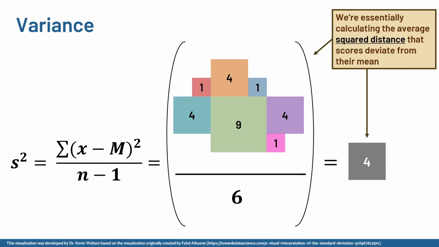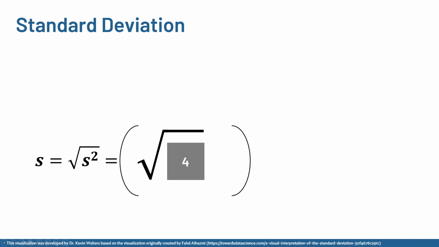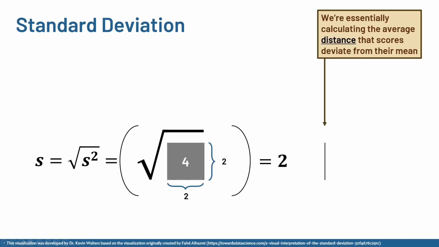And so to again visually depict this, previously we calculated variance, and we determined that this is essentially the average squared distance. Now we need to take the square root of this to get our standard deviation. And so essentially what we're doing is taking the square root, which is the length of one of these sides, which is 2. Right? And so if we pull that out, 2, the length of that line represents the length of the side of this square, which represents the average distance that scores deviate from their mean.